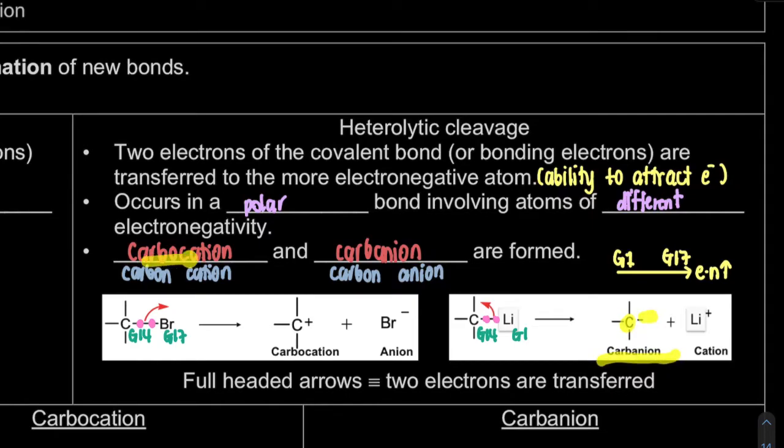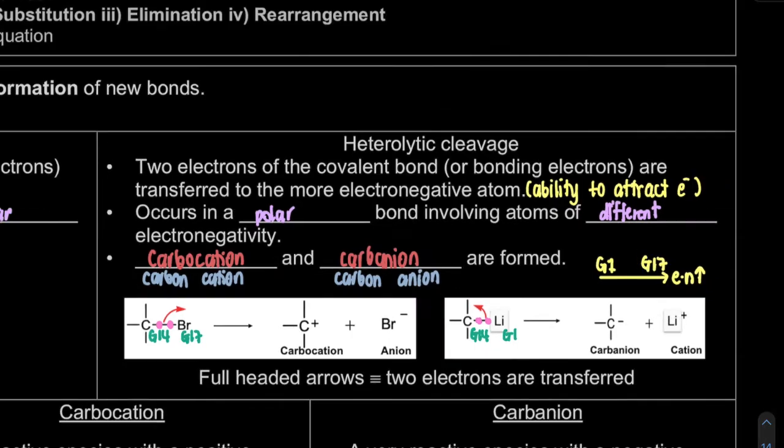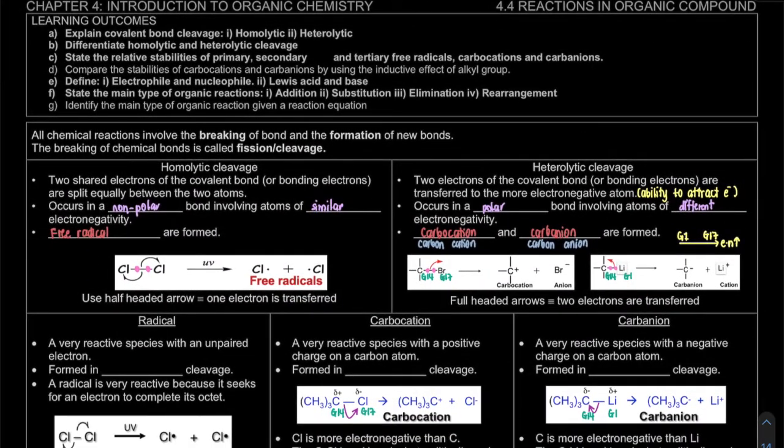Carbocation is carbon plus cation, carbanion is carbon plus anion. In this reaction, we use a full-headed arrow, because this is where two electrons are transferred. So that is homolytic and heterolytic cleavage.